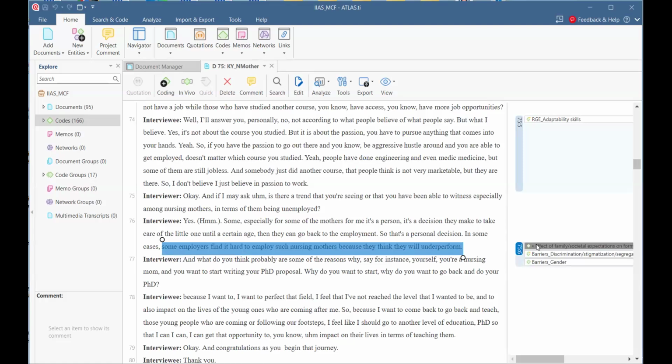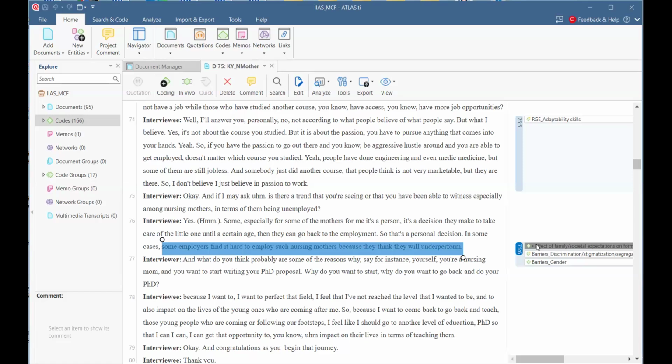All right, so next, effects of family. This person is asking, if I may ask, is there a trend that you have been able to witness, especially among nursing mothers, in terms of them being unemployed? The respondent says, yes, especially some of the mothers, for me, it's a personal decision they make to take care of the little ones under a certain age, and then they go back to employment.